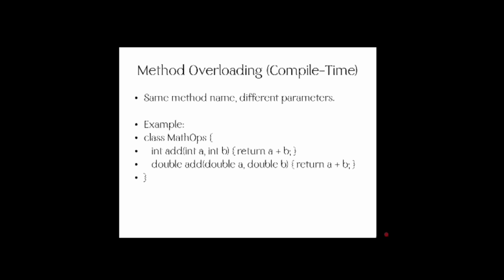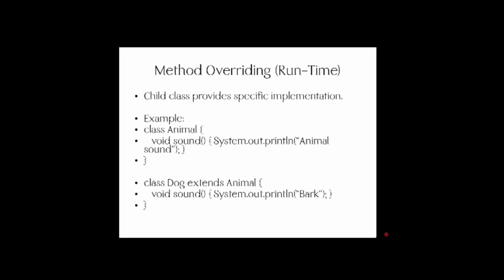And let us move towards the next slide. The next slide is about method overriding. Method overriding is done at runtime polymorphism. Method overriding in Java is a feature that allows a subclass to provide a specific implementation for a method that is already defined in its superclass. This concept is a core aspect of polymorphism, specifically runtime polymorphism, enabling dynamic method dispatch.